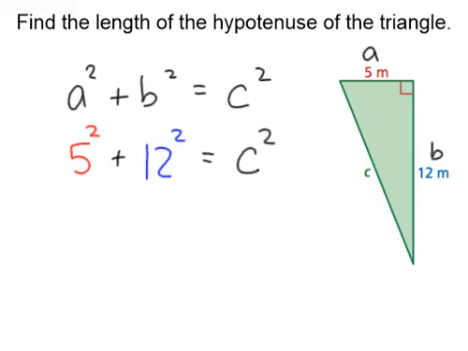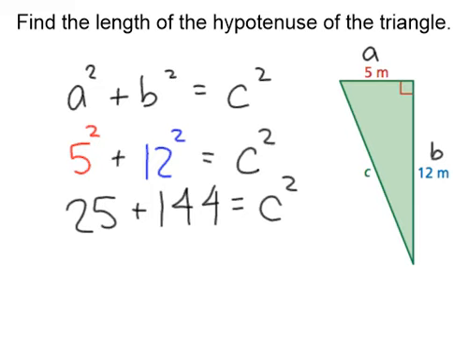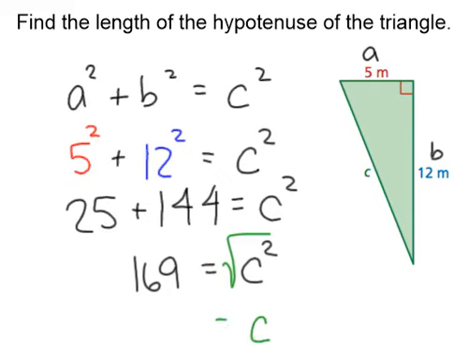All right, from here, 5 squared is 25, 12 squared is 144, and that's going to equal C squared. So 25 plus 144 is 169. That's equal to C squared. And then to show the step on undoing the squared, I'm going to take the square root of both sides. So to undo C squared, I can do the square root, and that's just going to equal C. And then the square root of 169 is going to be 13.